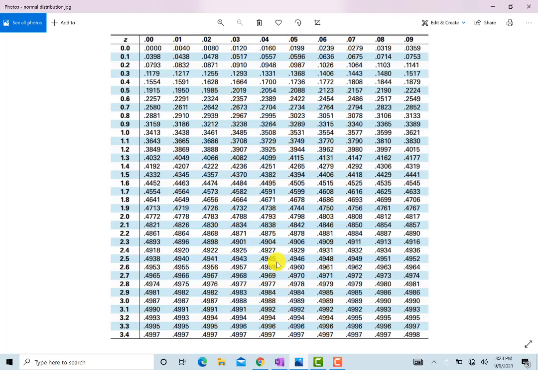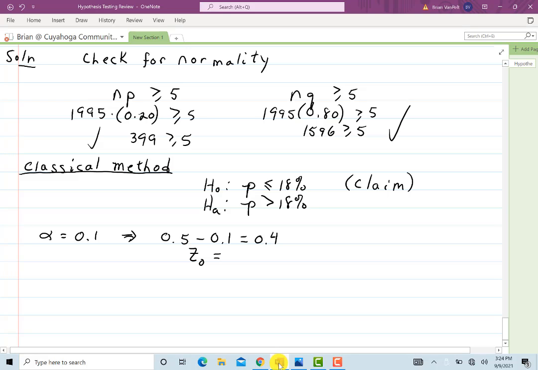So for 0.4, let me see where I can find it here in the table. The closest I have are these two entries here, 0.3997 and 0.4015. Since 0.3997 is closest, what do we have then? If I go across the row to it, I'm at 1.2, and if I go up top, 8. And since we're dealing with a right-tailed test, my Z naught is going to be positive 1.28.